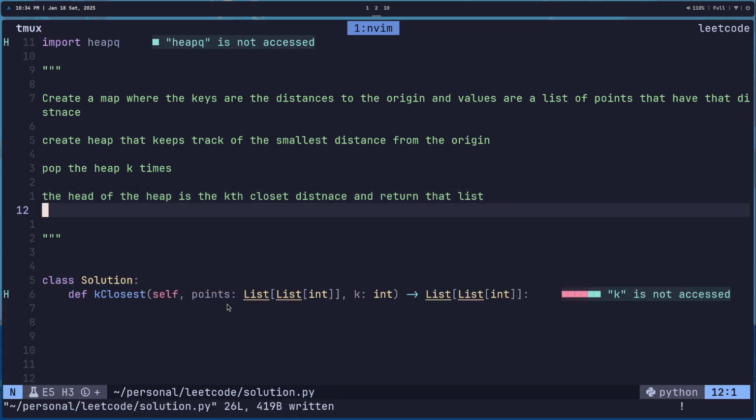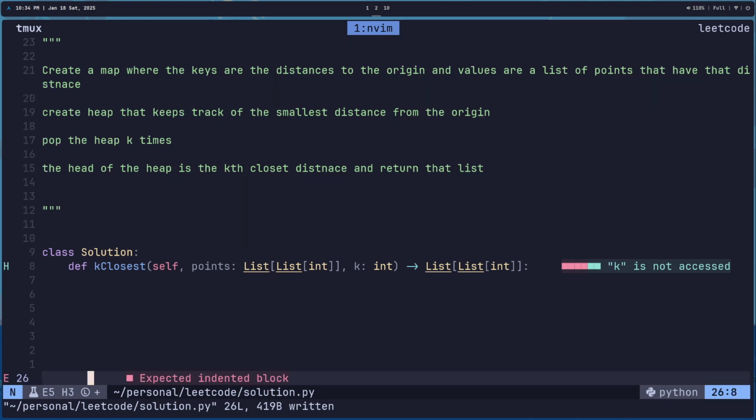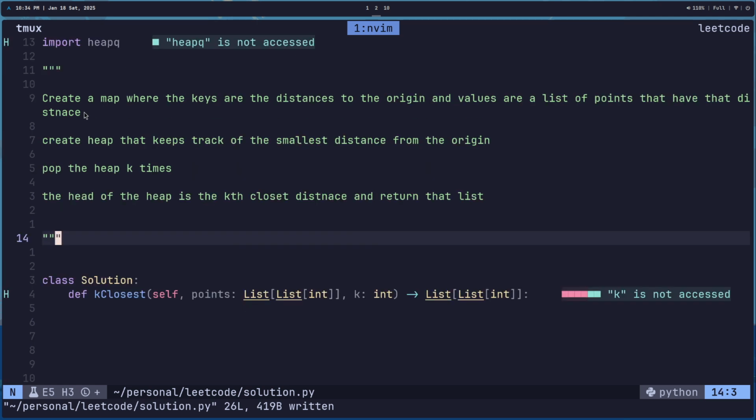That's an assumption that they have the same distance. I'm praying that it is. I don't want to do the math. If it's not, then that just messes up everything. So create a map where the keys are the distances to the origin.